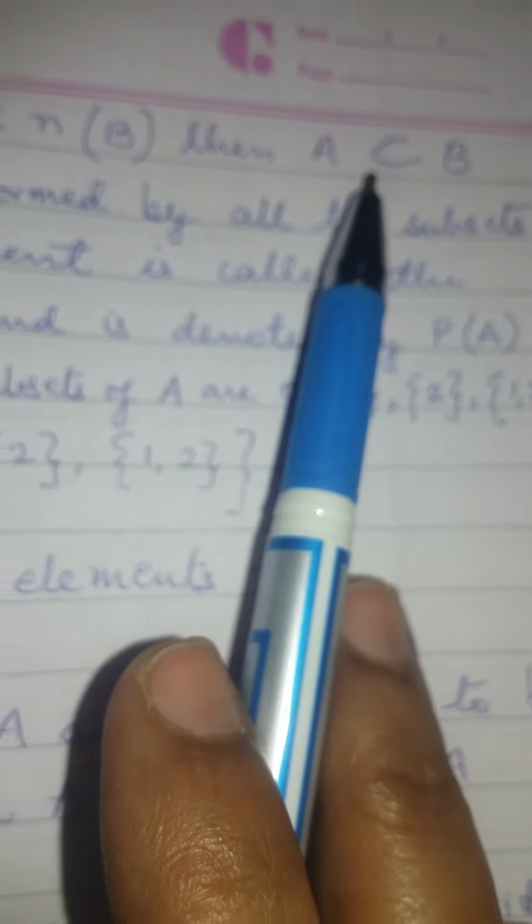Now see the symbol of proper subset. This time I am not using the equality sign. Clear? So for a proper subset we will not use the equality sign, because a proper subset has the condition that A will be a subset of B but A will not be equal to B. So the equality sign will not be here.